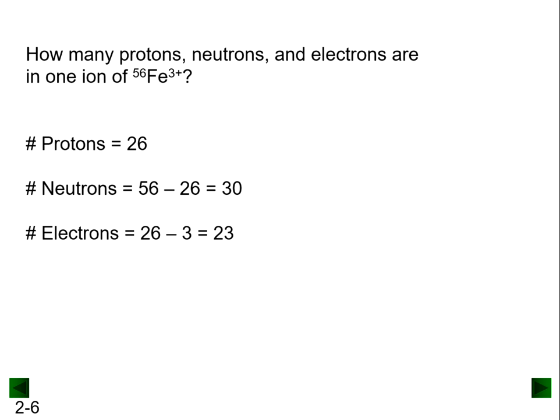Here we see the number of protons is 26. That's always the case for iron. Number of neutrons, therefore, has to be 30. It's 56 minus the 26 protons. So 56 is the mass number in this case. And then the number of electrons. Normally, iron would have 26 electrons. Number of protons equals number of electrons. But in this case, we've got the trication, so we're missing 3 electrons. So we have 23 electrons.